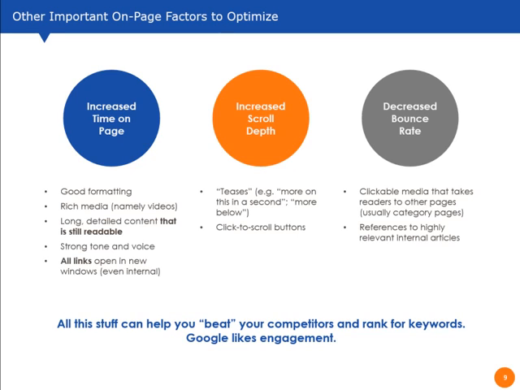This might be category pages or other internal pages as well. And then references to highly relevant internal articles. All of this stuff really can help you beat your competitors and rank for keywords. And overall, Google really does like engagement. So I do want to just show you again a site, an example article that is doing a good job with on-page factors.